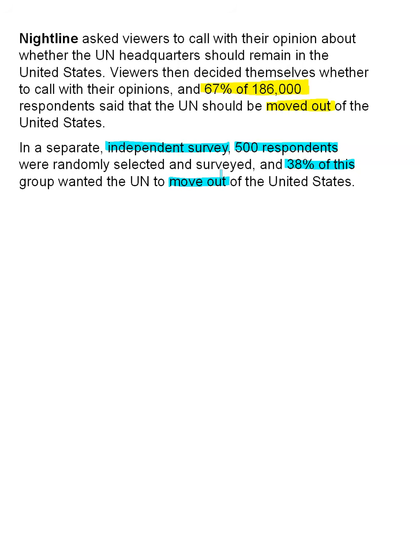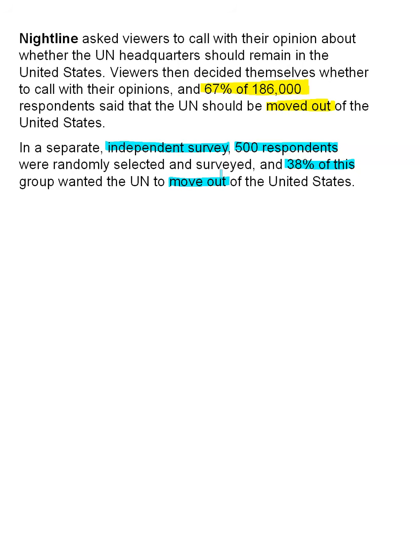Which one should be considered? Now, if you look at the Nightline survey, it's 186,000, so it is a huge number, and we really want our sample to be really large because that is a better representation of the population, so we really love that. And out of that huge number, 67% said this way. So we tend to think, well, the other one, the independent survey, had only 500 respondents. It's so small compared to this. But the stark difference is that the two polls produced dramatically different results.